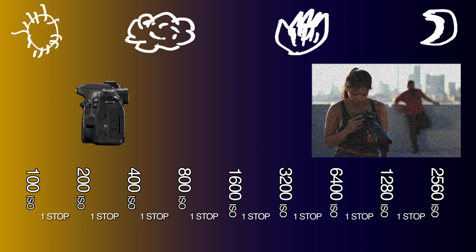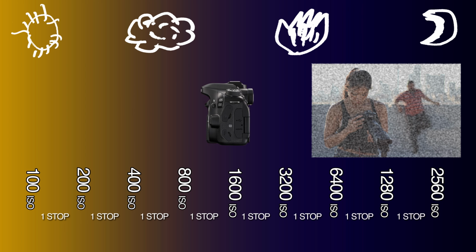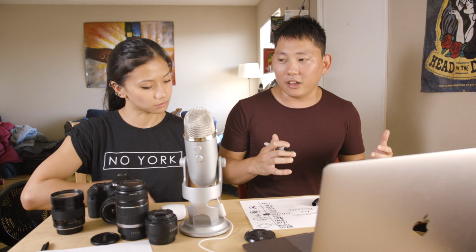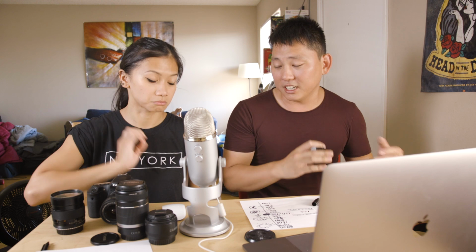But here's the catch. The higher you put your ISO, the grainier the picture's gonna get. I usually shoot between 100 ISO and 3200 ISO, but cameras are getting better now where you can shoot at even higher ISOs and it still comes out clean.